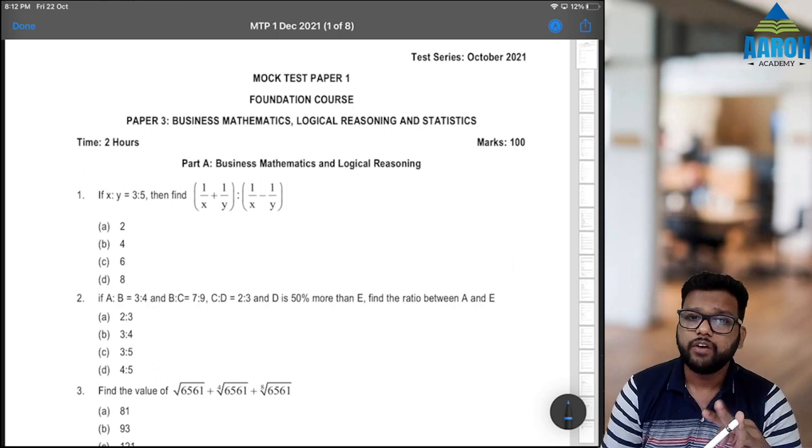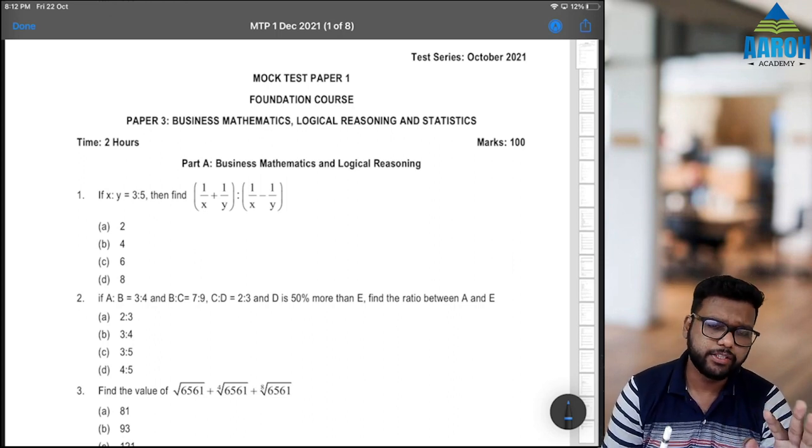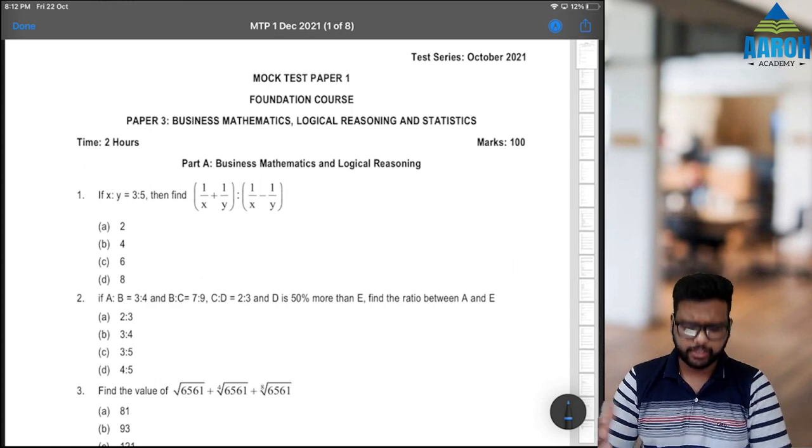Third, we are going to try to solve every question in nearly 1 minute so that it will be helpful in exam. Okay, so let's directly start.